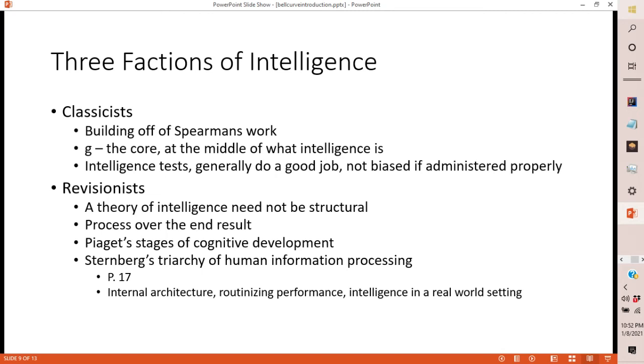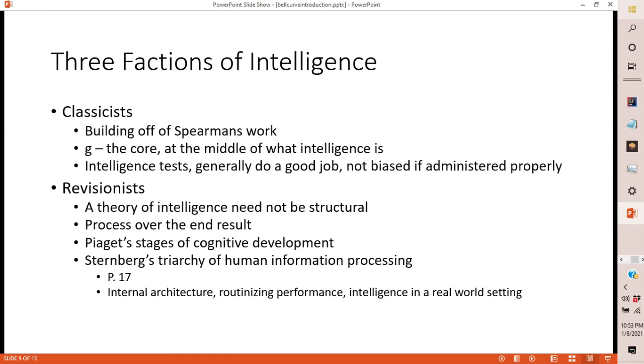Then there's these revisionists, and they think that the theory of intelligence need not be structural. It's focused on process over the end result. So the way you go about trying to solve a problem versus the end result, your IQ score at the very end. Are you getting better over time? That's where Piaget's stages of cognitive development come in. Your intelligence changes over time. You get smarter over time, right? If you keep working at something, you'll make it better.